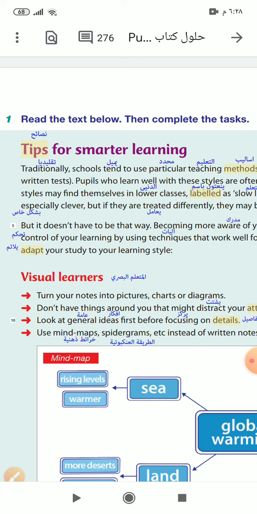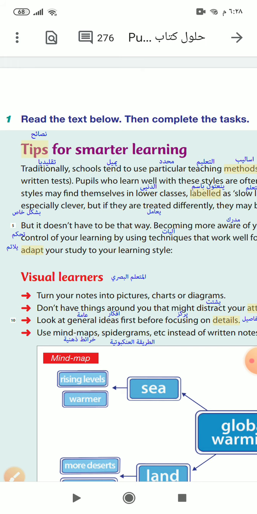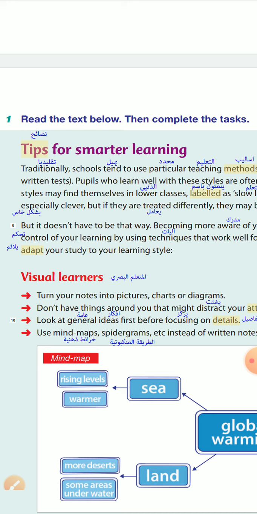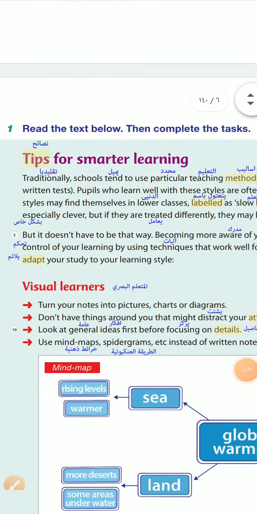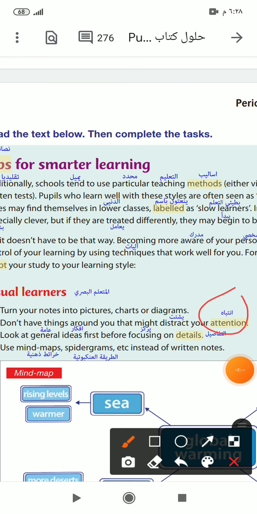Number 1, turn your notes into picture charts or diagrams. لو انت النصيحة الأولى حول ملاحظاتك لصور لcharts لdiagrams. Tip number 2, don't have things around you that might distract your attention. وما تاخدش بالأشياء اللي بتشتت اللي هو attention. What do you mean by attention here? Means إيه انتباه. أوكي.